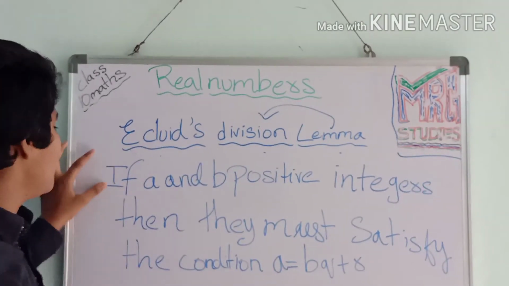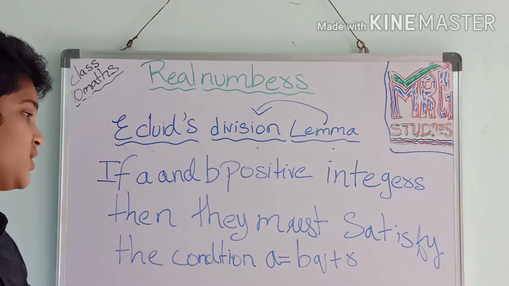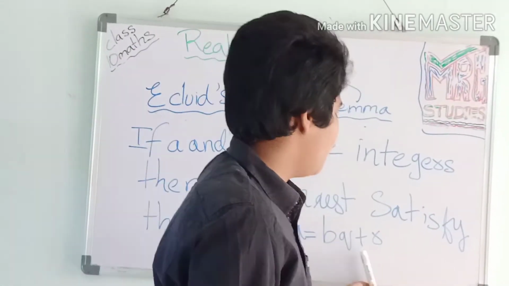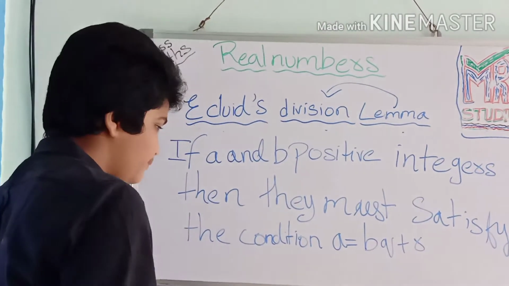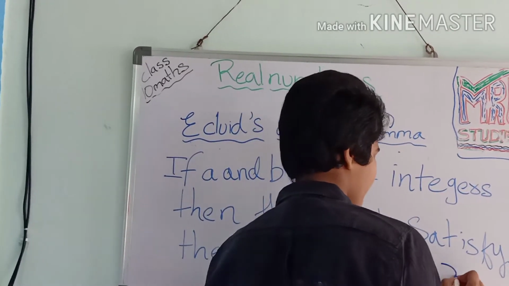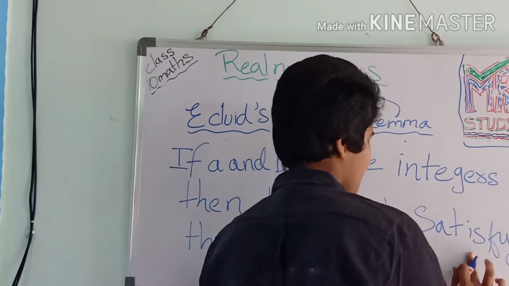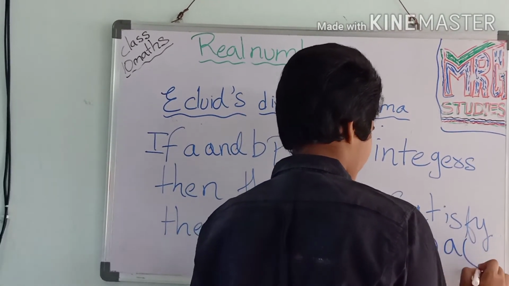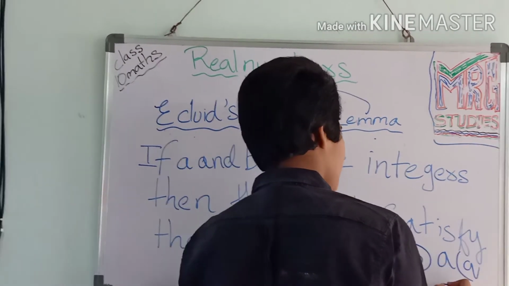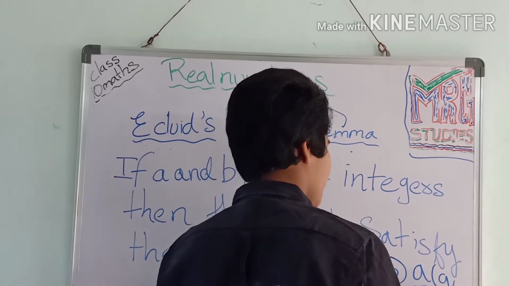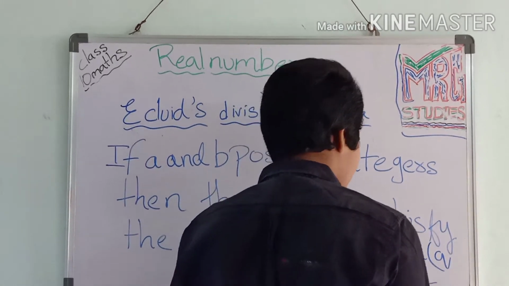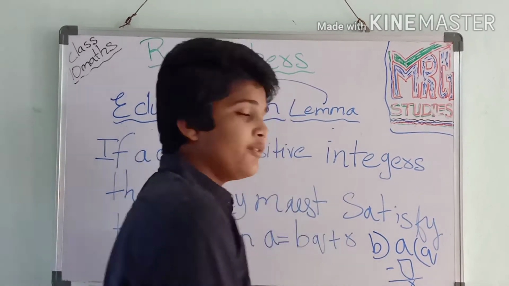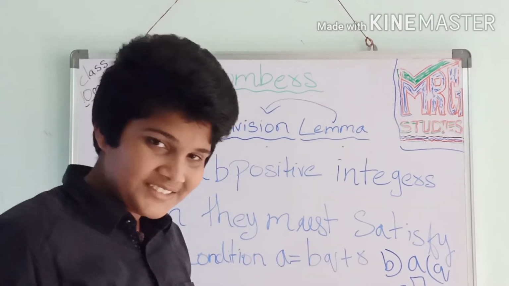So see here, if a and b are positive integers, then they must satisfy the condition a equals bq plus r. Meaning if you divide a by b, you get a quotient q, you subtract, and you get the remainder r. That is the answer we can write.